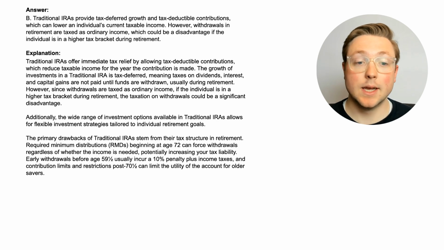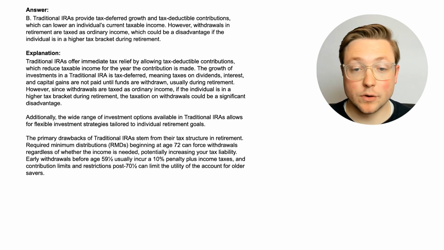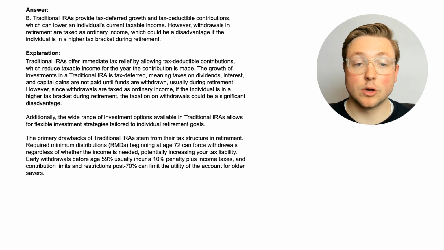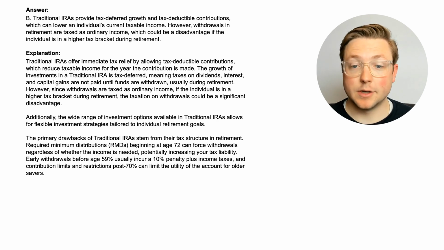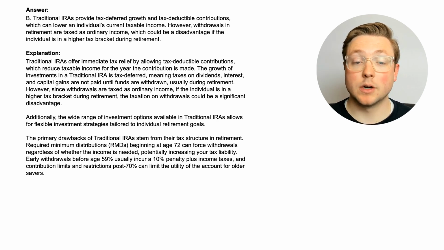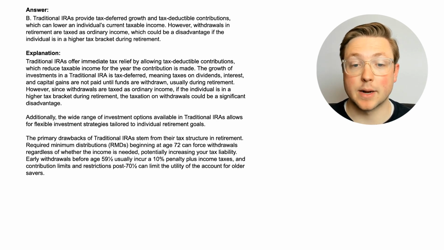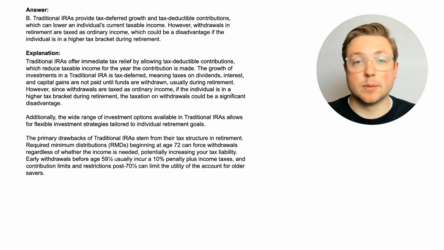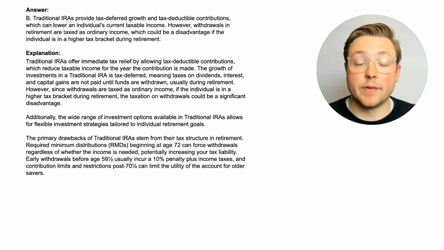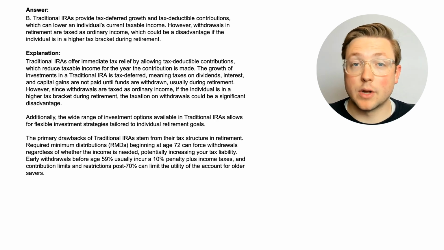Okay, the answer is that traditional IRAs provide tax-deferred growth and tax-deductible contributions which can lower an individual's current taxable income. So those are some advantages. However, withdrawals in retirement are taxed as ordinary income, which could be a disadvantage if the individual is in a higher tax bracket during retirement. So these are some basic advantages and disadvantages. Let's read a bit more of the explanation to get a bigger view of traditional IRAs.